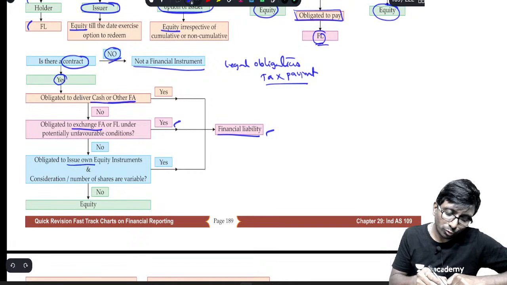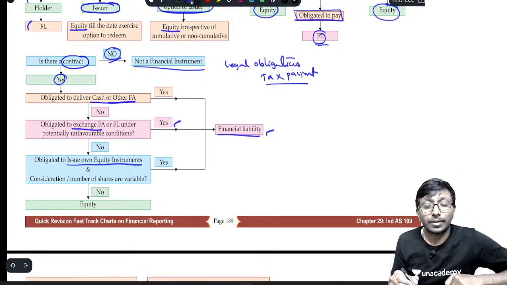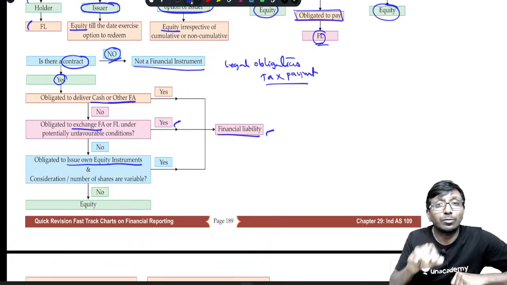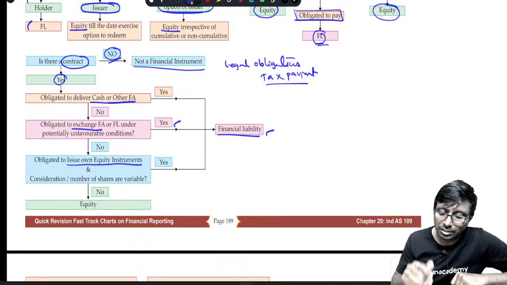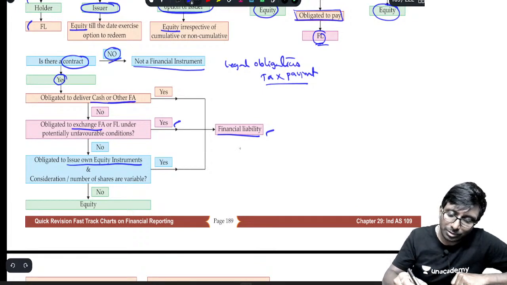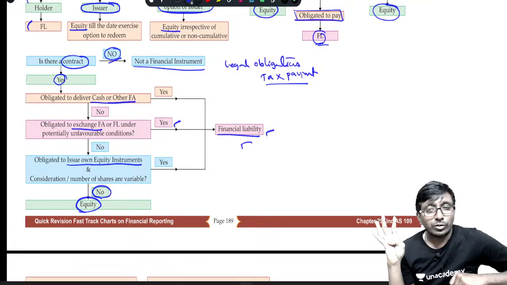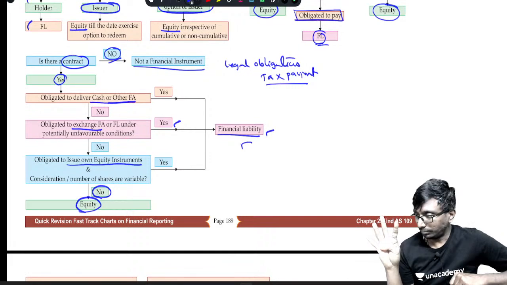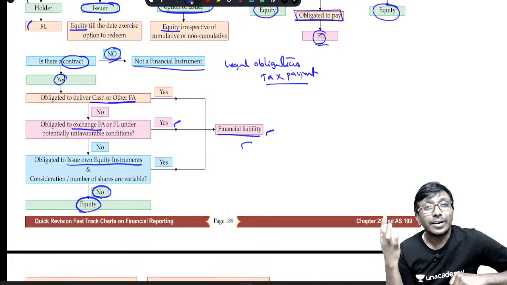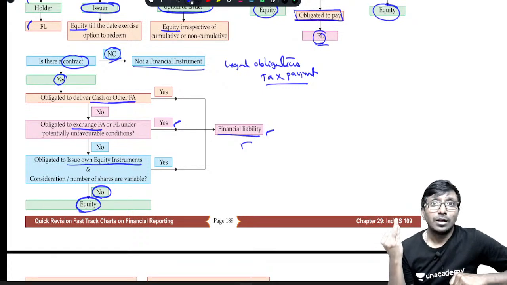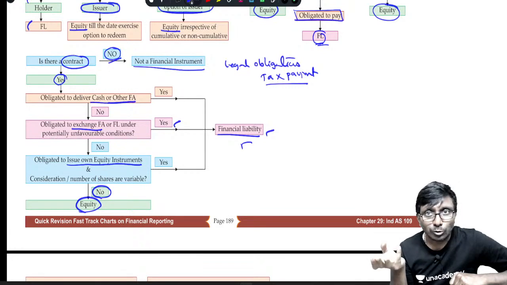Next, are you supposed to give your own equity instruments for a variable amount? Are you going to give a variable number of shares, or shares for a variable amount of money? If you say yes to any one of these, then it is a financial liability. Otherwise, if you say no, then it is equity. It means I got money, I don't need to give any cash or financial asset, I don't need to exchange, I'm not going to lose anything, and I'm going to issue equity instruments only for a fixed amount and a fixed number of shares.